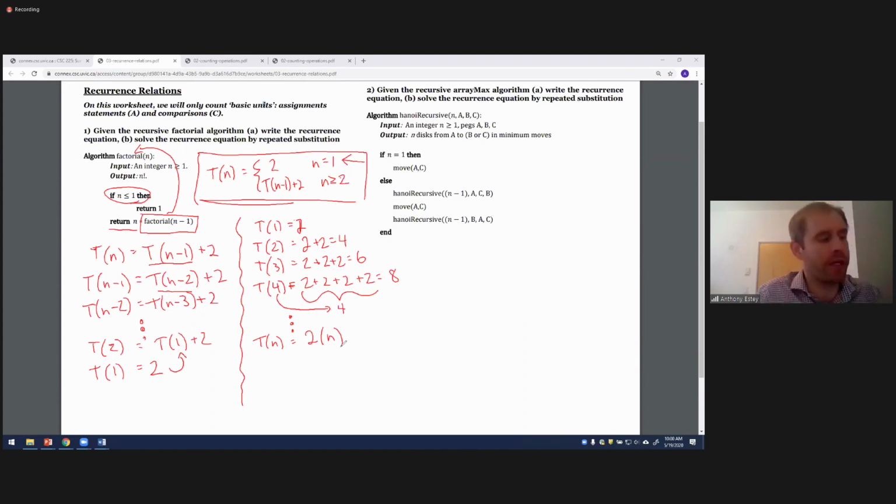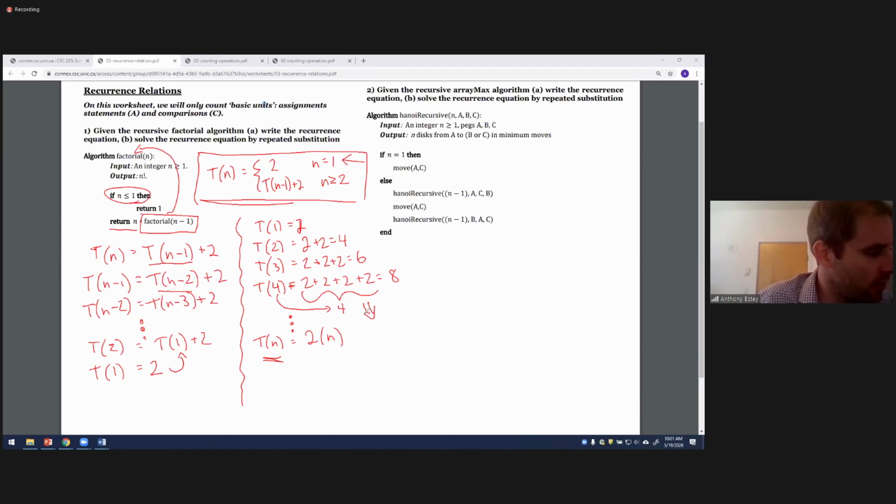Does this make sense? How we could again keep expanding this out forever and ever, and until we eventually, again, if our n was 8, we'd eventually keep doing this down 8 times. Does this kind of make sense? So I'm going to show you one other form of doing this as well.